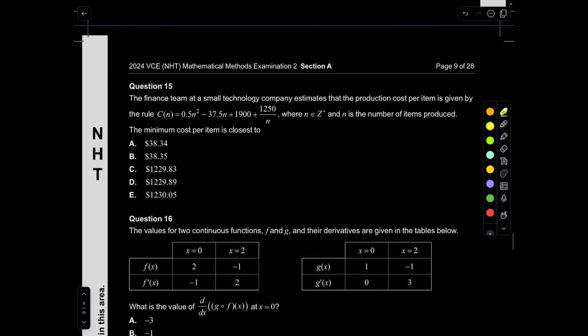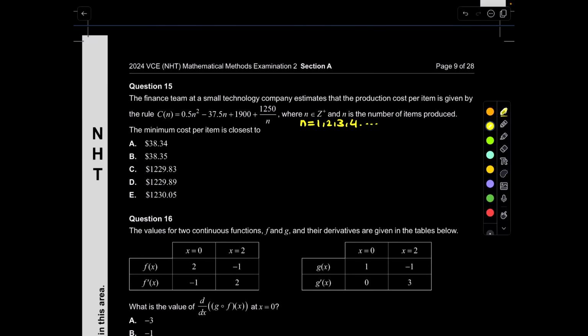Question 15. A finance team at a small technology company estimates that the production cost per item is given by the rule C of n, where n is an element of the positive integers. So basically n is equal to 1, 2, not 0 by the way, 3, 4, and so on forever. n is the number of items produced. The minimum cost per item is closest to what? What a beautiful question. It's actually quite easy.